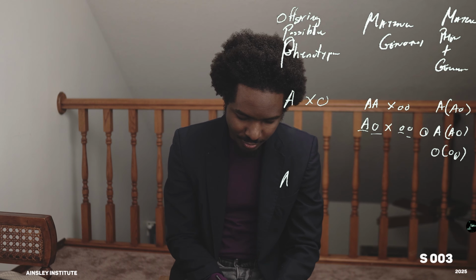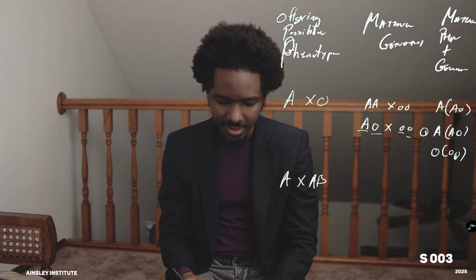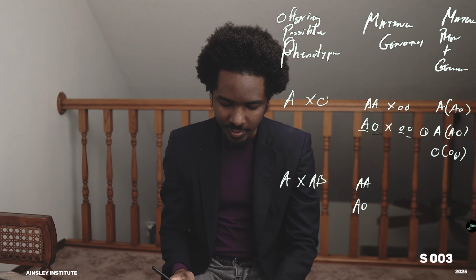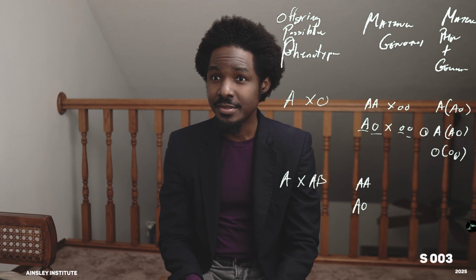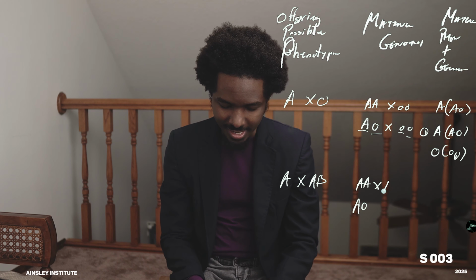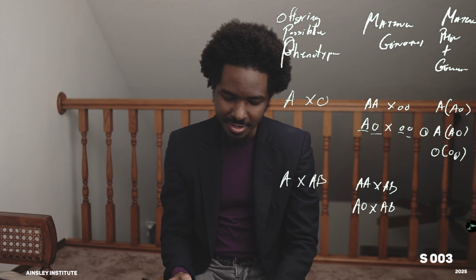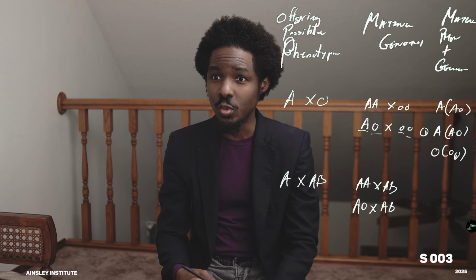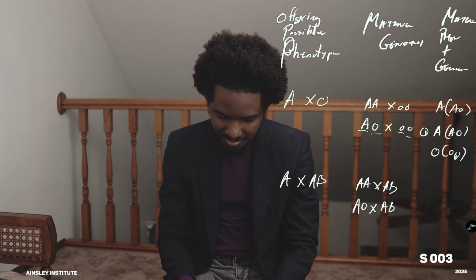Next, let us try a person who is A and they mated with an AB person. So in order to be A, we know you can be AA. In order to be A, you can be AO. All right, so those two give us A. Now, in order to be AB, all you can have is A and B and A and B. So based on this, we're going to deduce what are the possibilities.